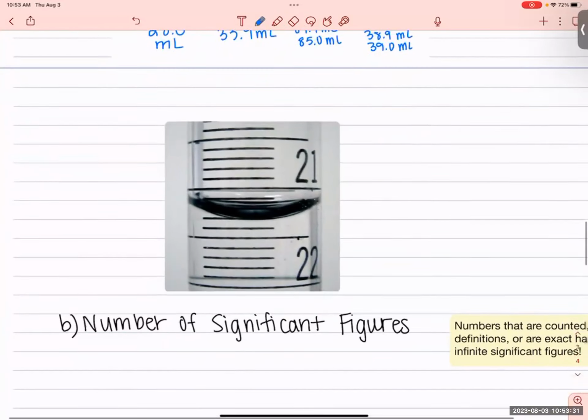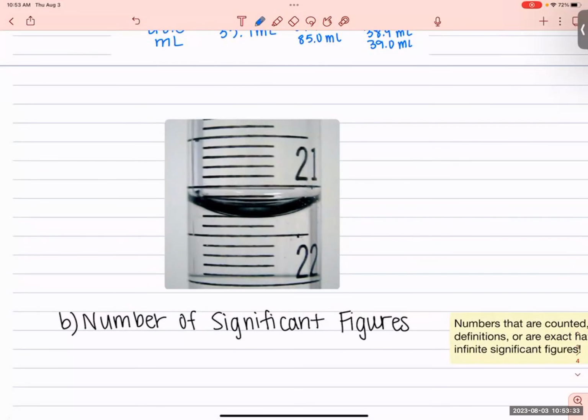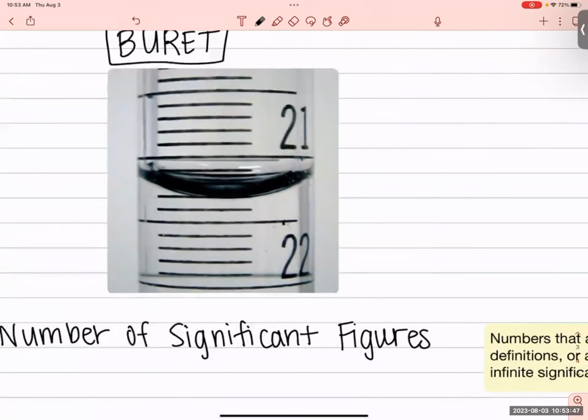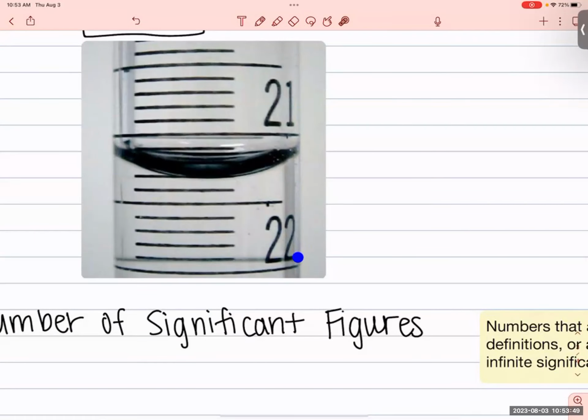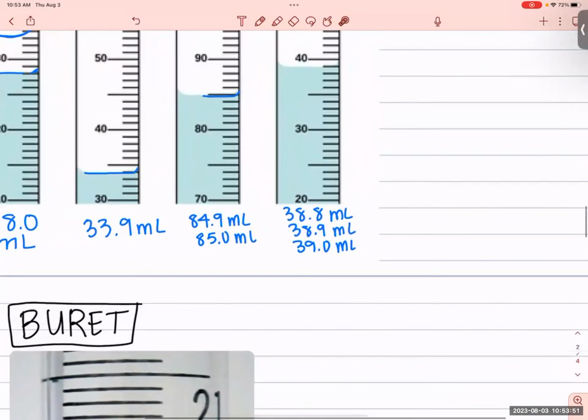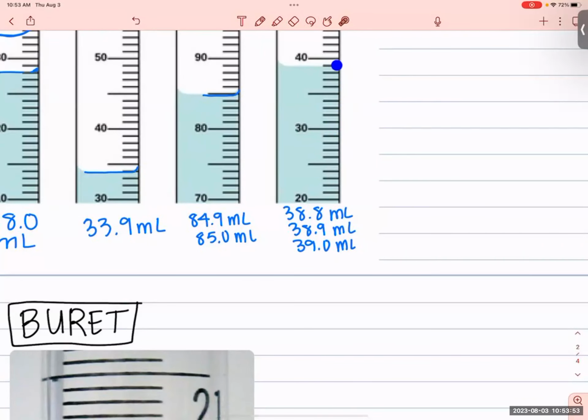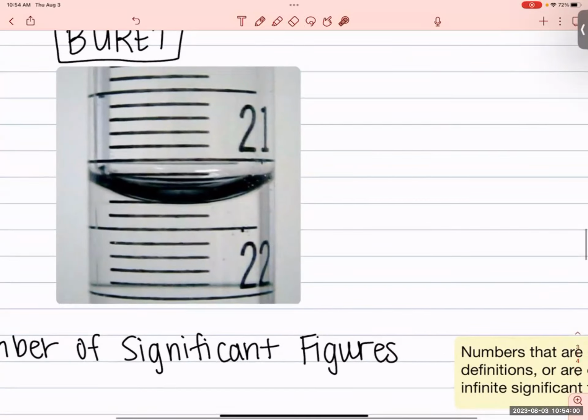And the last thing I want to talk to you about within this section is a burette. A burette measures top down, so it's opposite. So look at this burette. See how it says 21 and then 22? With these, they were all 30, 40, right? So they're measuring up. They're measuring how much they contain. This is measuring how much it dispenses, how much it lets go. So we have to make sure that we're paying attention.